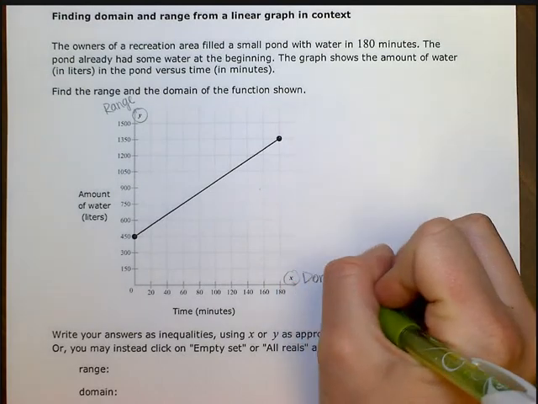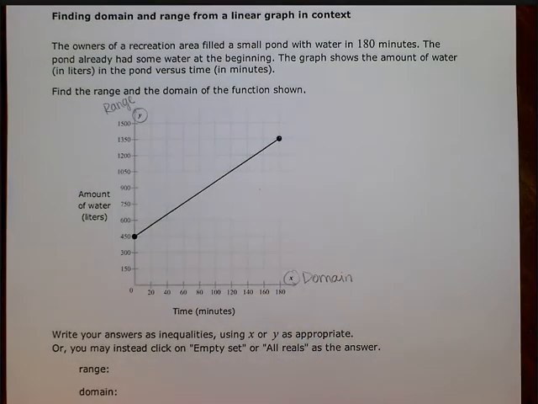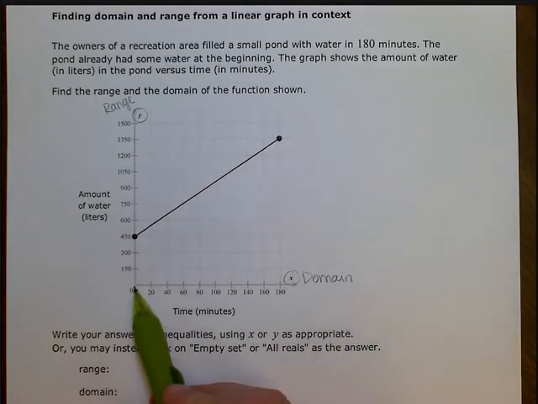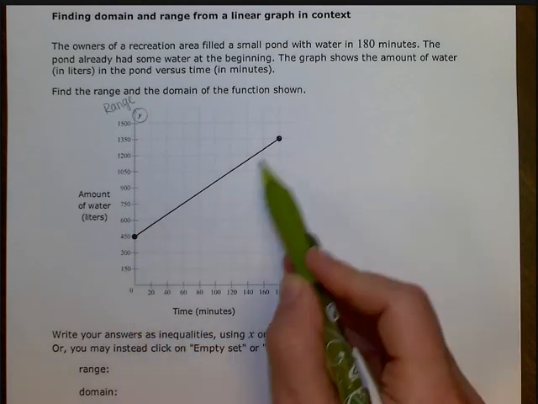I usually think about the X values, or the domain, first. Now it doesn't matter which one you think about first, but I'm going to do domain first. Here I see that the domain begins at 0 and it goes until 180 minutes.